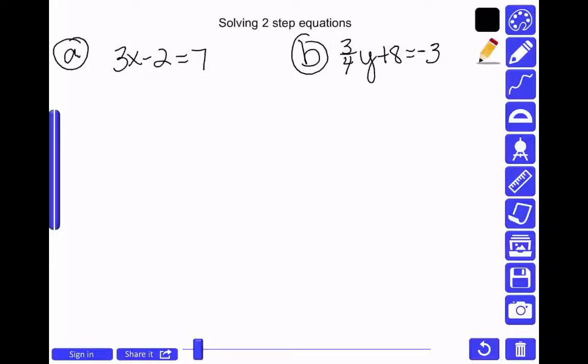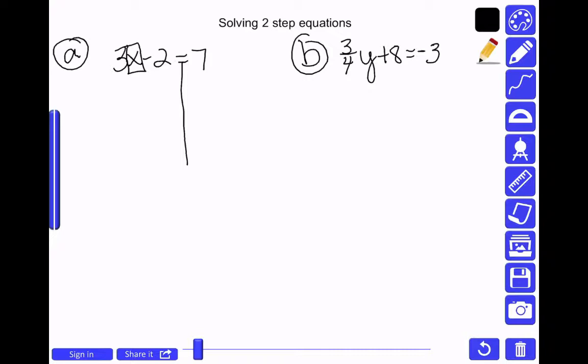In this video, I will show you how to solve two-step equations. Let's look at the first example: 3x minus 2 equals 7. We're still going to identify the equal sign and identify our variable. Again, we're only identifying the variable, not the coefficient that is with the variable.